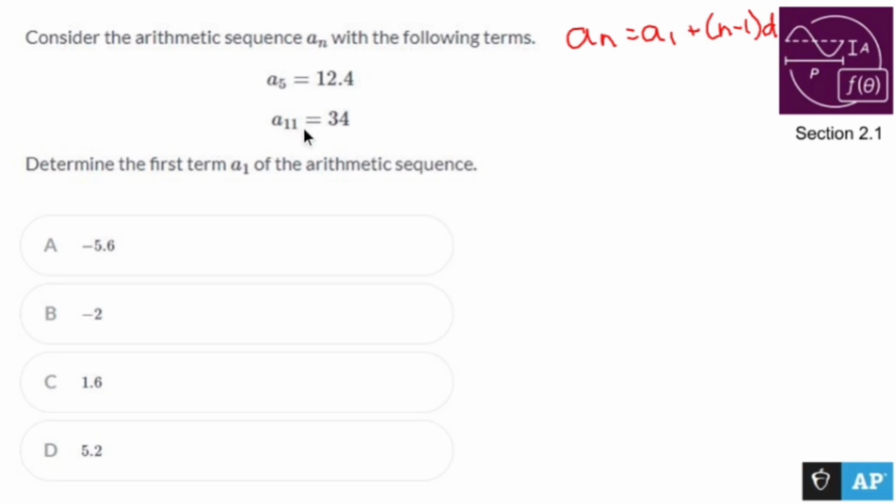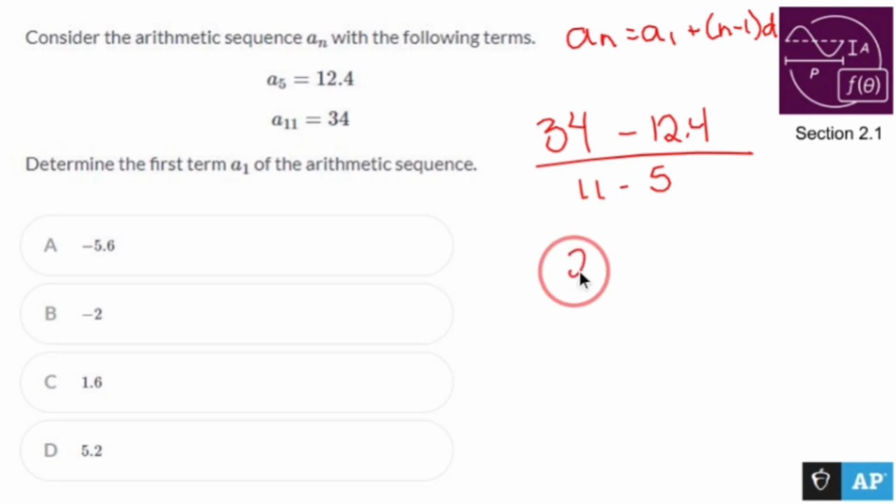But I can find the common difference because the 11th term is 34. If I subtract out 12.4, I know that that skips 11 minus 5 stuff. And if you're looking at that saying, isn't that the average rate of change? It is, because the average rate of change is going to give me the common difference between two numbers. So I'm using the average rate of change formula to find the common difference. So 34 minus 12.4 is going to be 21.6 over 6.